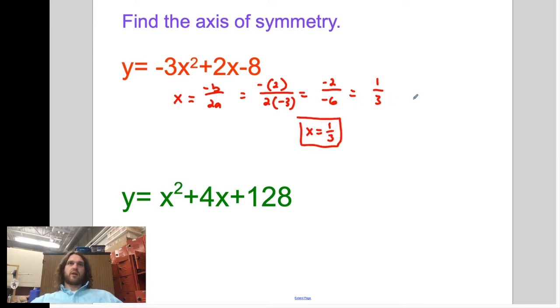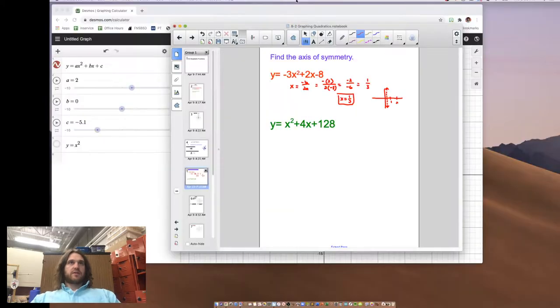What would that look like on our graph? If this is 1, 2, 1/3 would be coming through right here. Vertical line at 1/3. Pretty exciting. Now I'm going to mix this up a smidge. This next one, I have it as positive. I am going to change that to a negative.